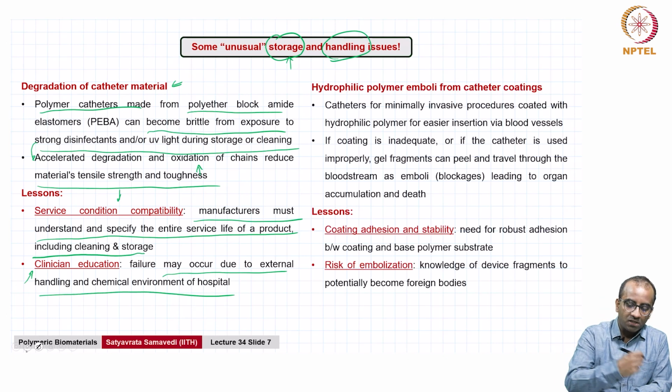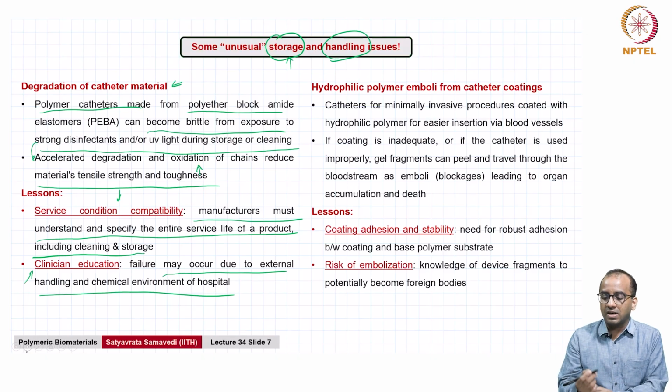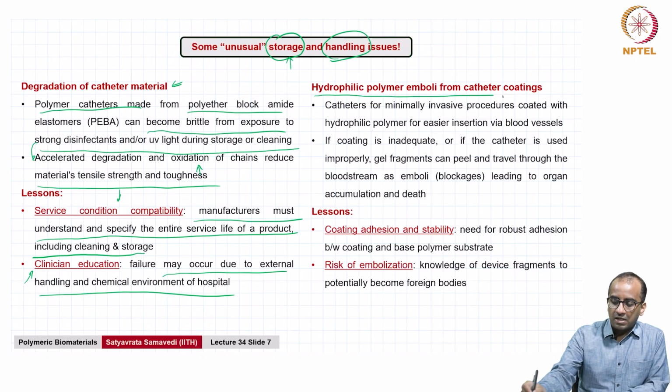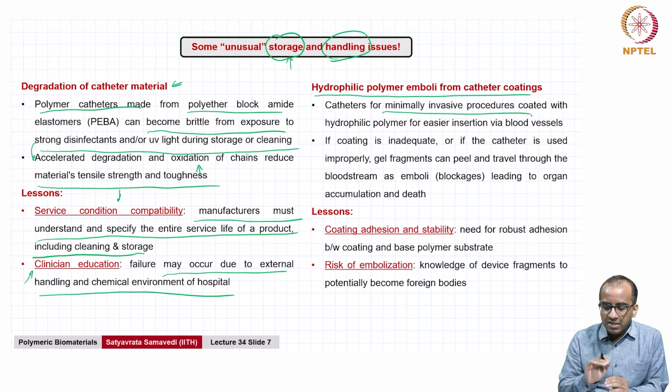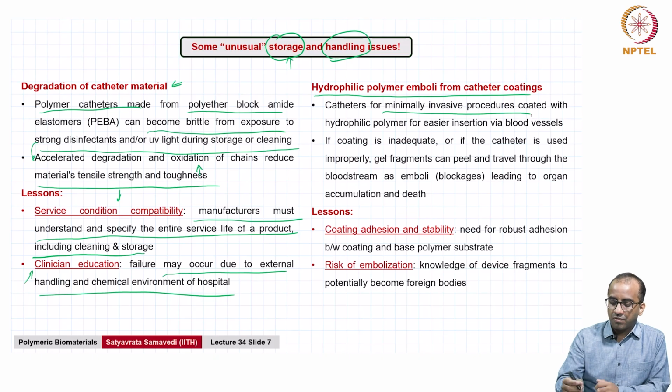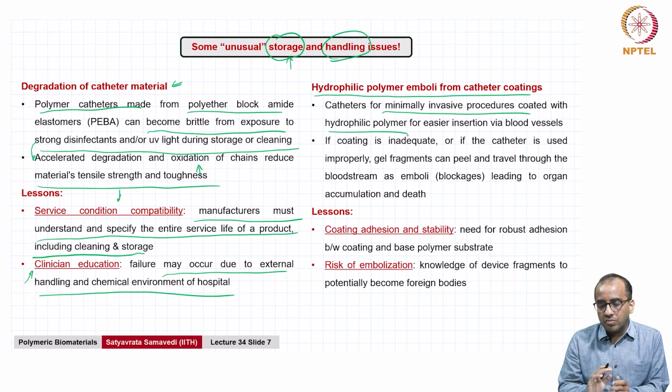You can also have similar issues occurring due to inappropriate handling. We have already seen that hydrophilic polymer coatings are used on catheters. This is again a catheter example for minimally invasive procedures to ensure easier insertion into the blood vessels. So, hydrophilic polymers like PVP are used and coated on these catheters, that is going to aid easier insertion within the blood vessels.